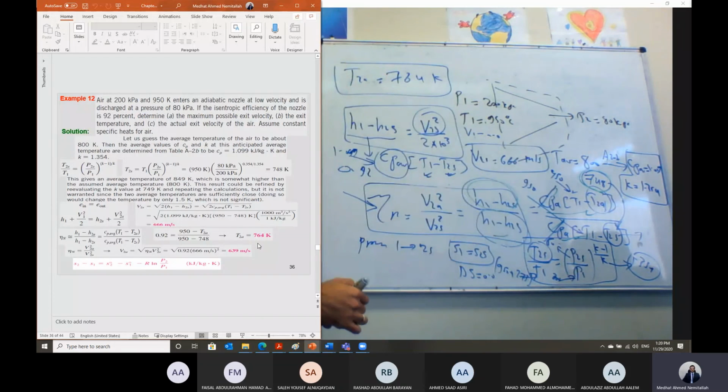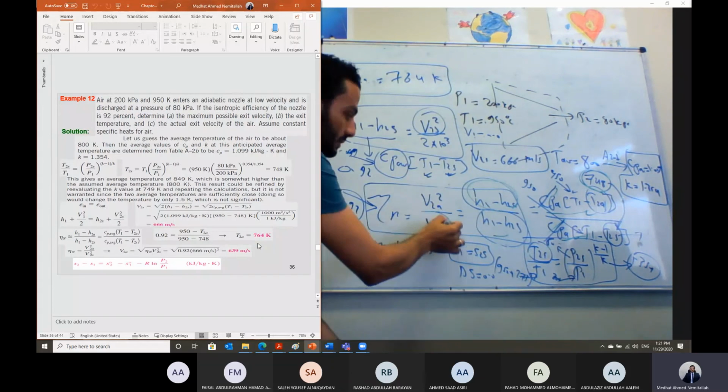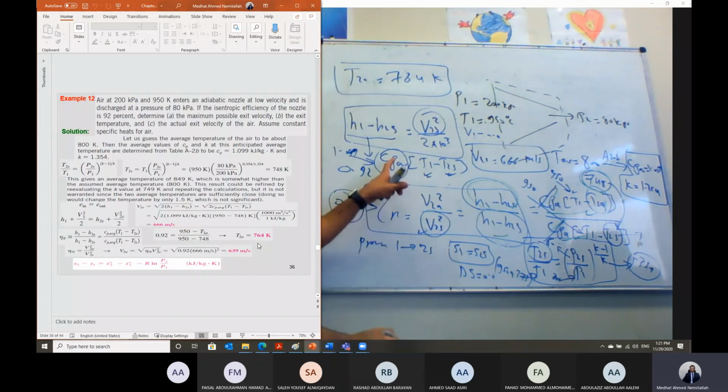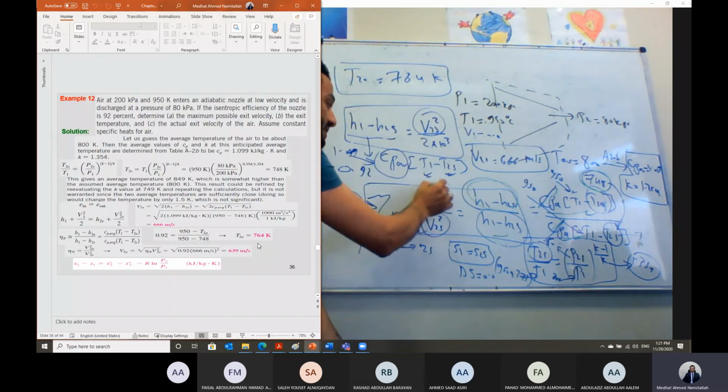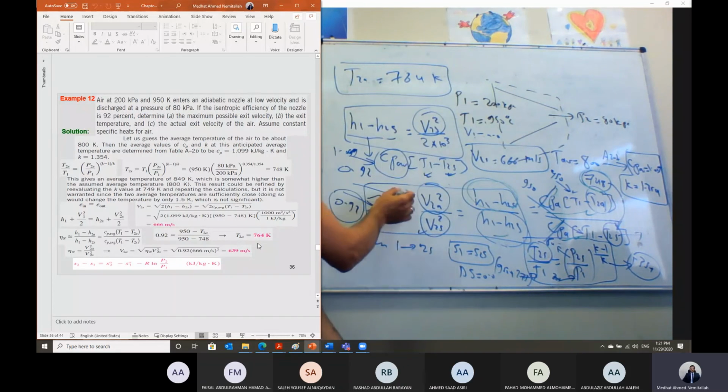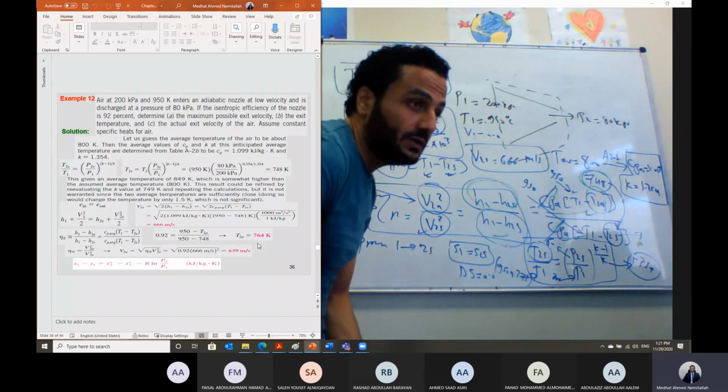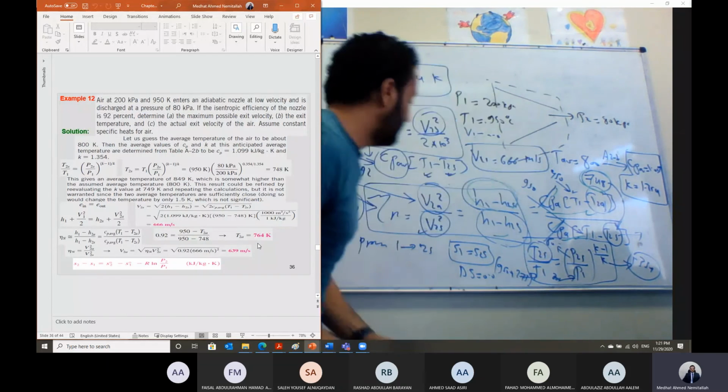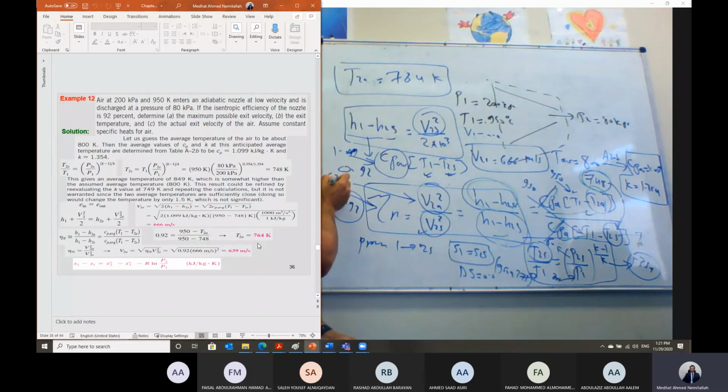Okay, but we need to calculate also the actual exit velocity. We have the isentropic efficiency is 0.92. We solve it for the isentropic velocity here, which we have calculated from this equation. Then we can just substitute here to calculate the actual exit velocity. Actual exit velocity will equal 639 meters per second.